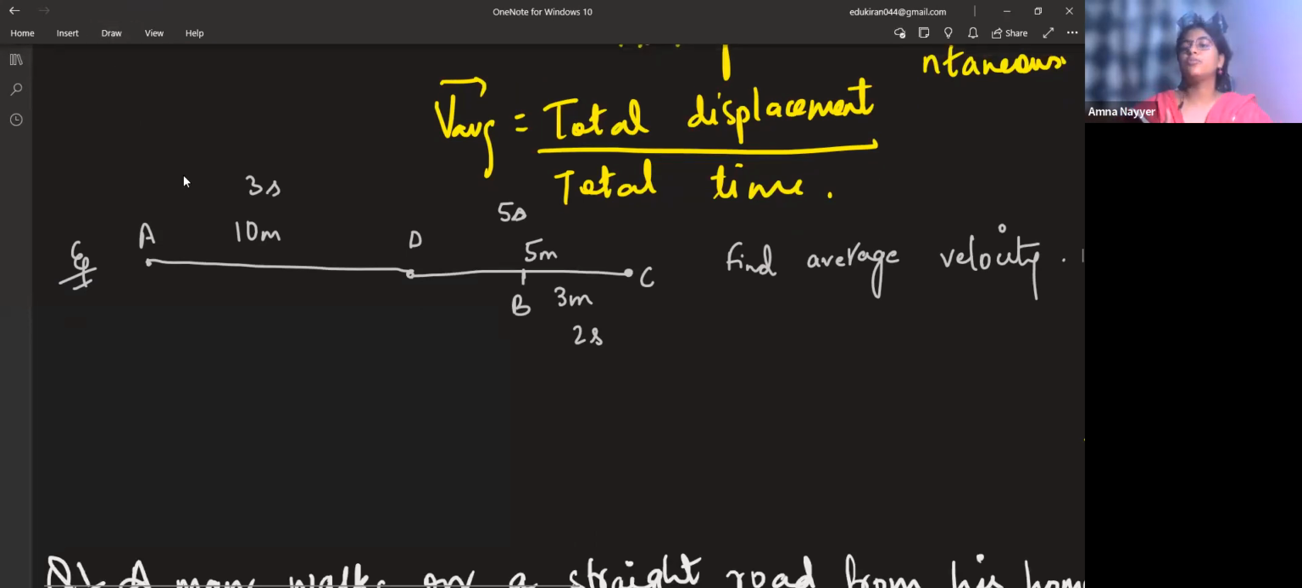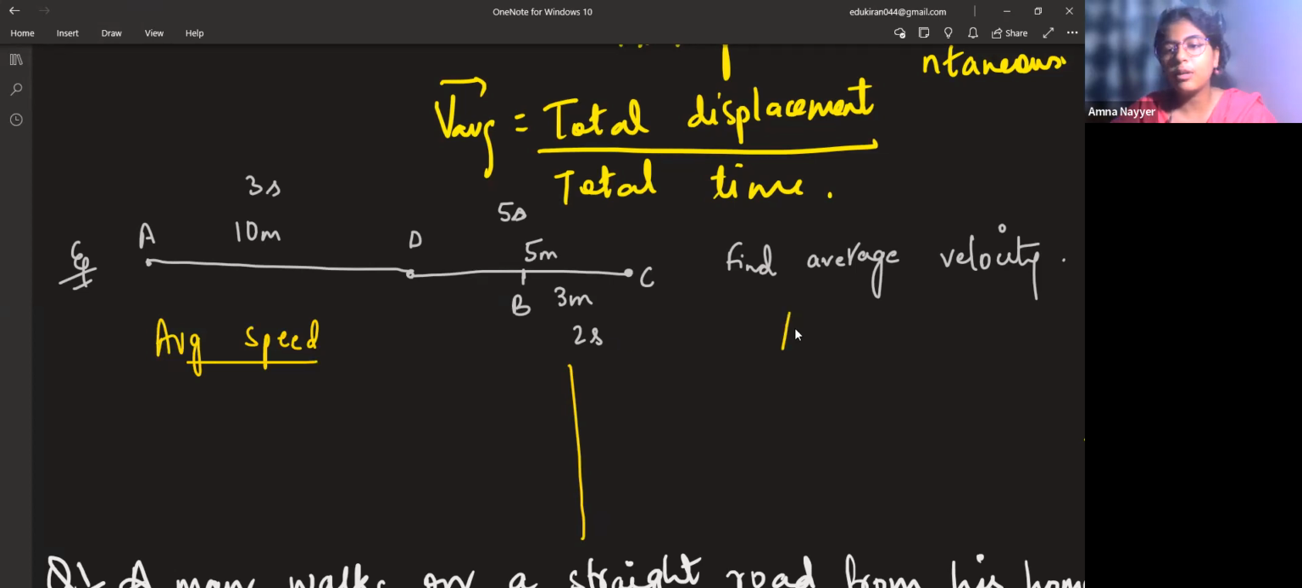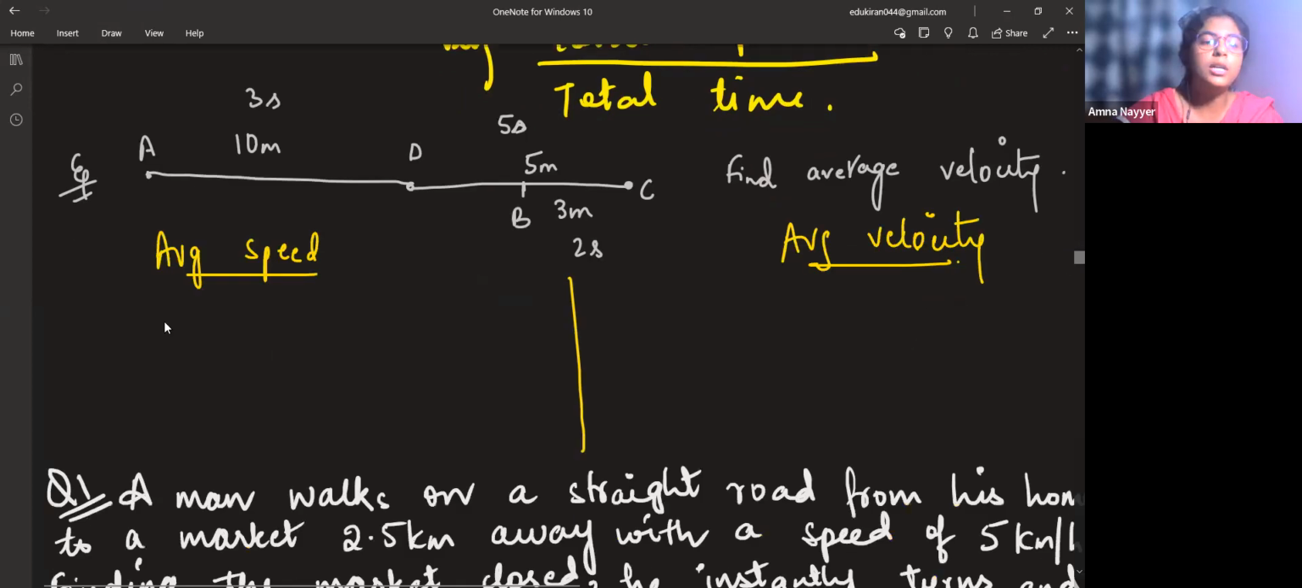For the average velocity, we have the formula total displacement by total time. Let's do one thing. Let's compare both average speed and average velocity. Here, let's calculate average speed. Here, let's calculate average velocity. All right. The formula of average speed is total distance by total time.